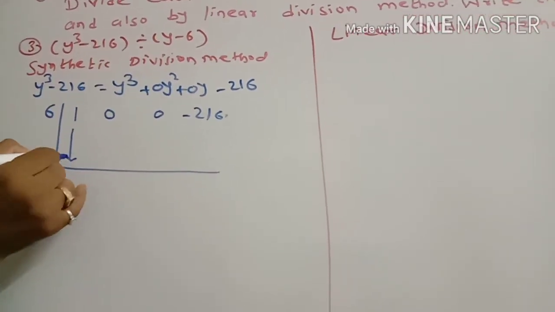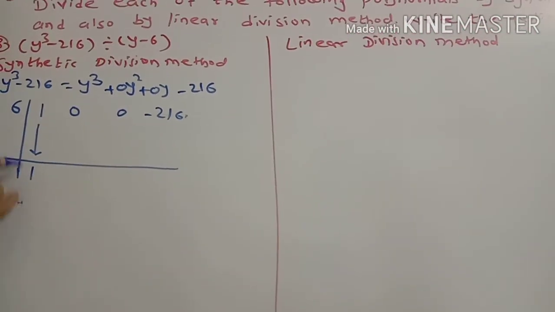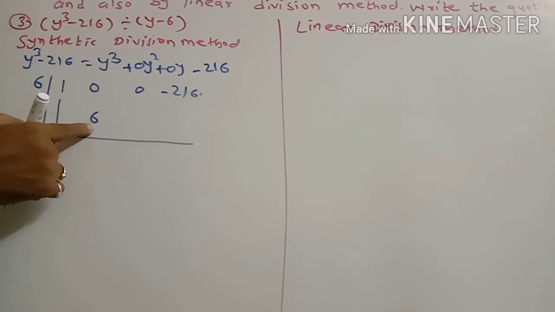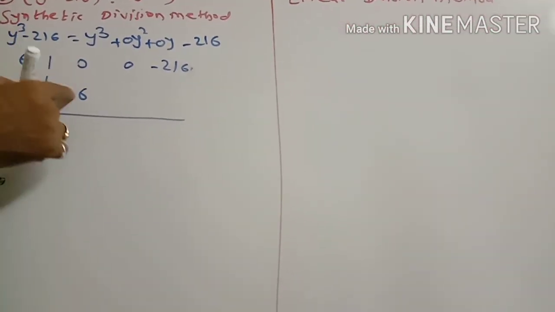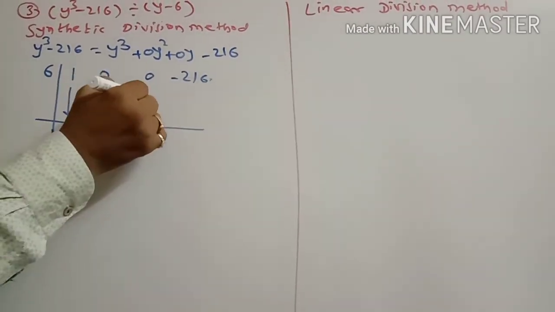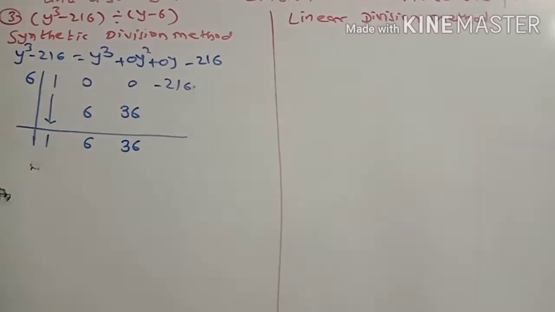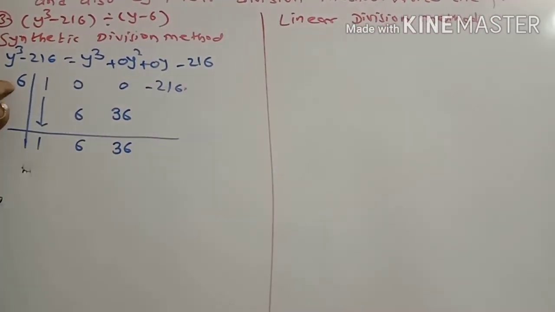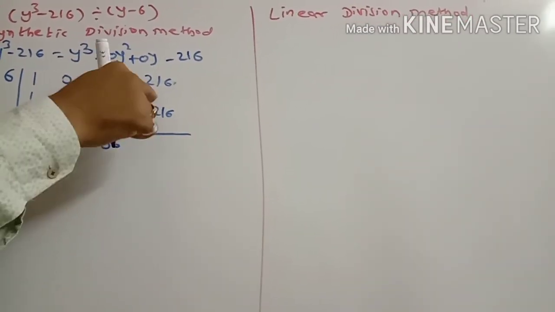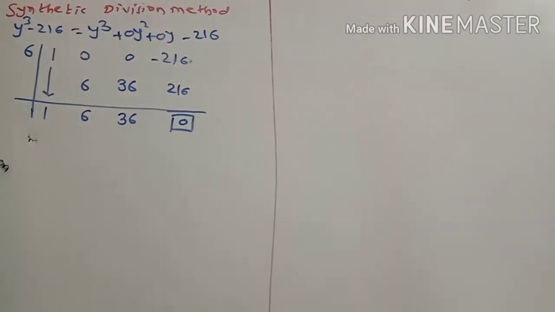Now write the first coefficient as it is below the horizontal line in the third row. Then the product of both, 6 into 1, is 6. Write this 6 below the second coefficient. Addition of both, 0 plus 6, is 6. Again the product of both, 6 into 6, is 36. Addition of 0 plus 36 is 36. Product of this 36 into 6 is 216. Addition of this 216: minus 216 plus 216 is 0, and this 0, the last term, is the remainder.